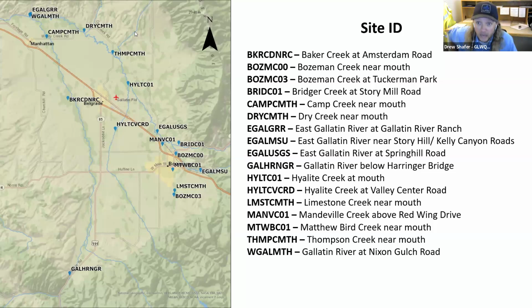Our sites on the Gallatin at Herringer Bridge to the south, and East Gallatin near Kelly Canyon Road to the east allow us to see ambient stream conditions coming into the valley. Our downstream sites on the East Gallatin and West Gallatin near Manhattan give us insight into potential anthropogenic impacts, as well as maybe naturally occurring sources of nutrients and chloride in the valley.